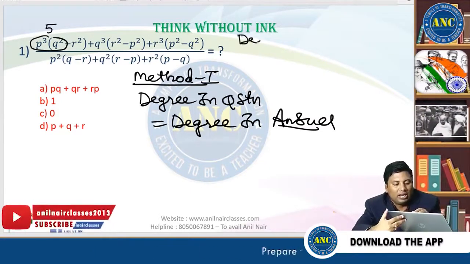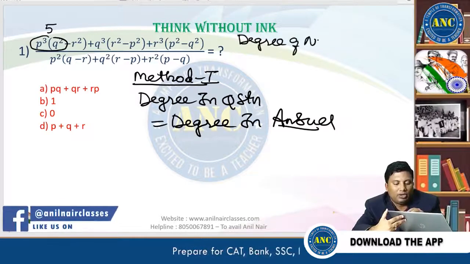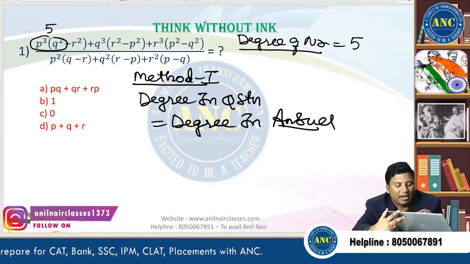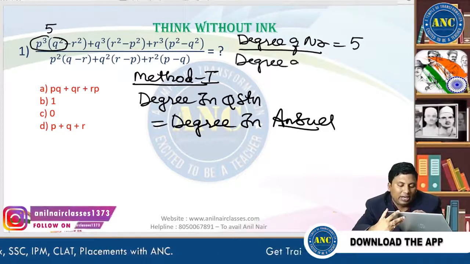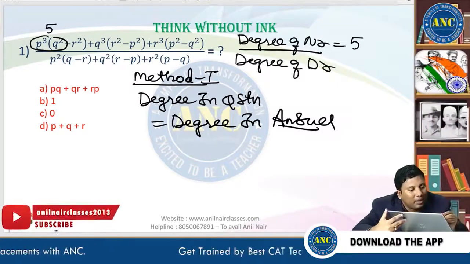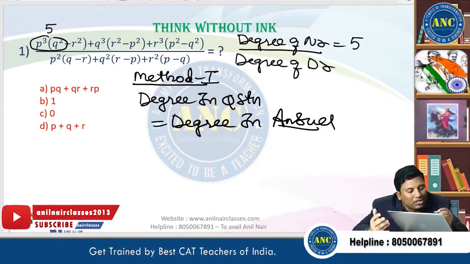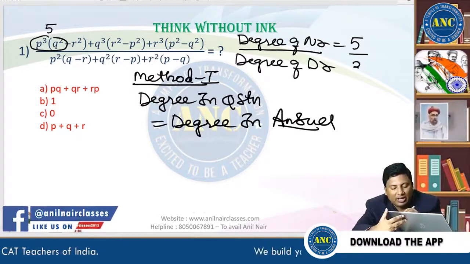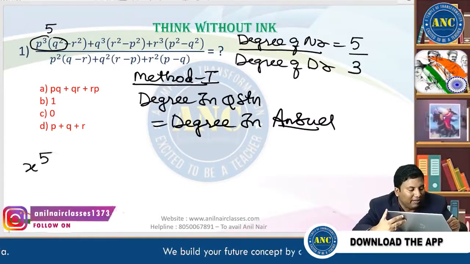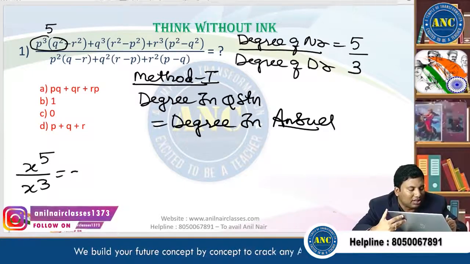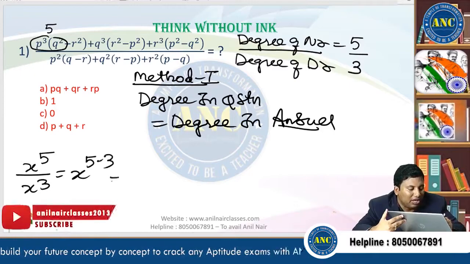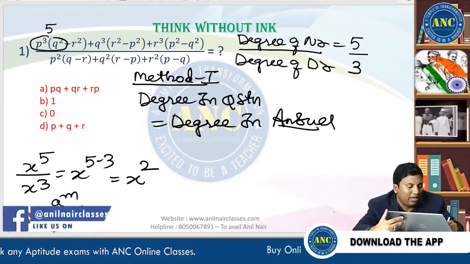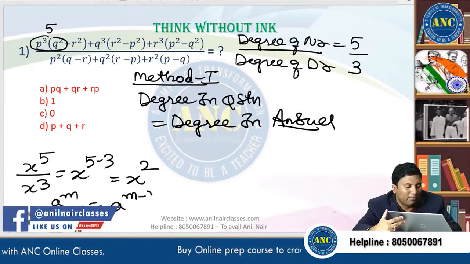That means the degree of the numerator is the maximum of 5, 5, 5, 5, 5, which is nothing but 5, divided by the degree of the denominator. In p square q, 2 plus 1 is 3, and all of them are 3, so the maximum is 3. So we have x power 5 divided by x cube, which is nothing but x power 5 minus 3, which is x square. Am I right? a power m by a power n is a power m minus n.